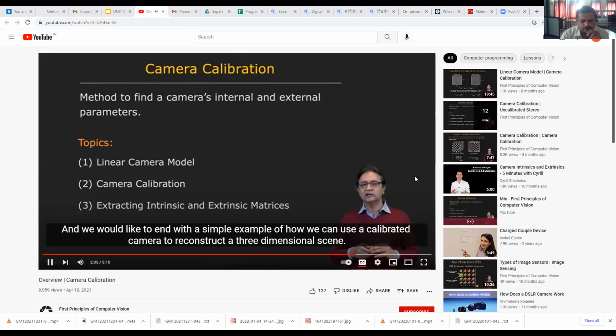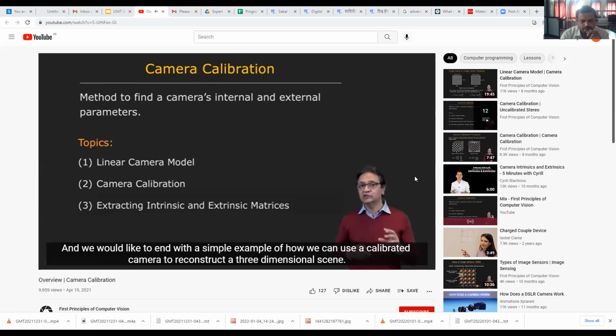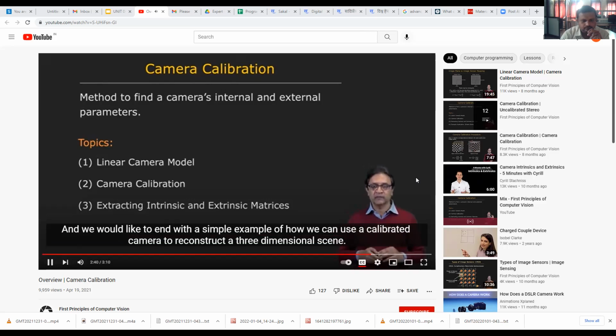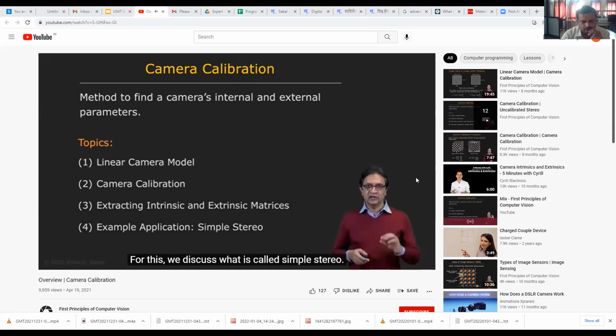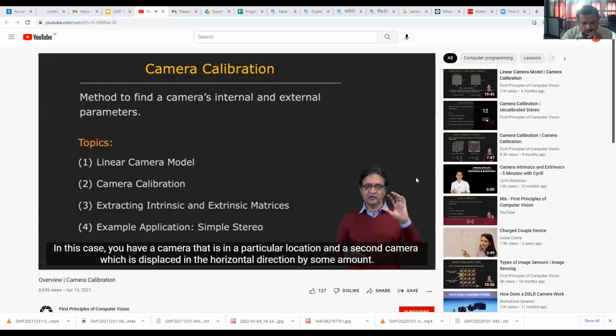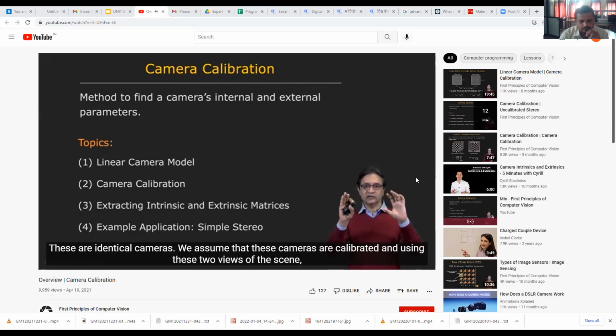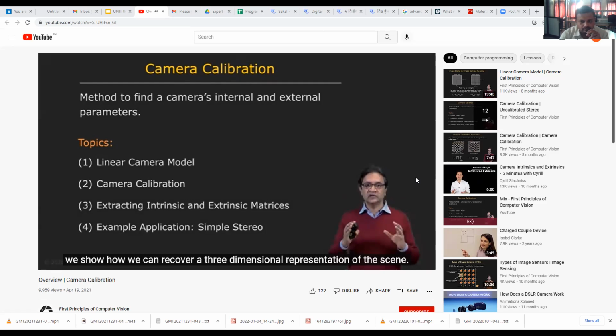And we would like to end with a simple example of how we can use a calibrated camera to reconstruct a three-dimensional scene. For this, we discuss what is called simple stereo. In this case, you have a camera that is in a particular location and a second camera which is displaced in the horizontal direction by some amount. These are identical cameras. We assume that these cameras are calibrated, and using these two views of the scene, we show how we can recover a three-dimensional representation of the scene.